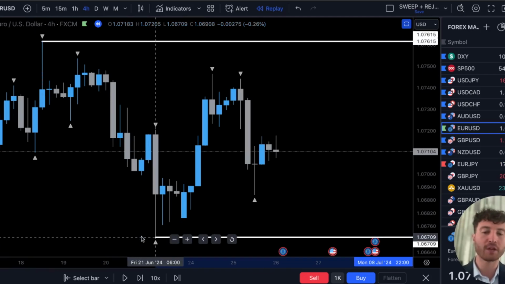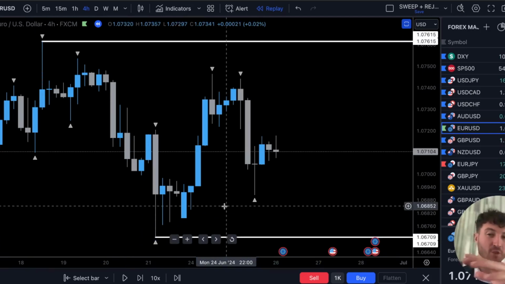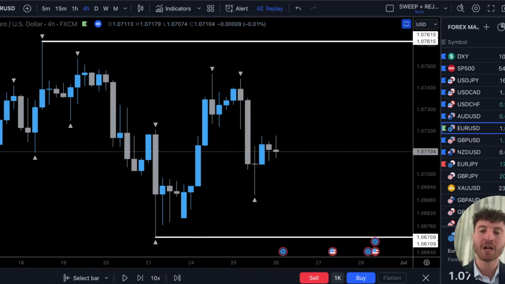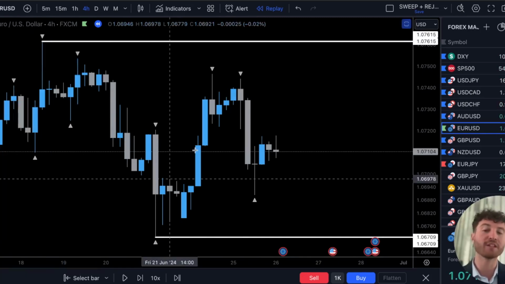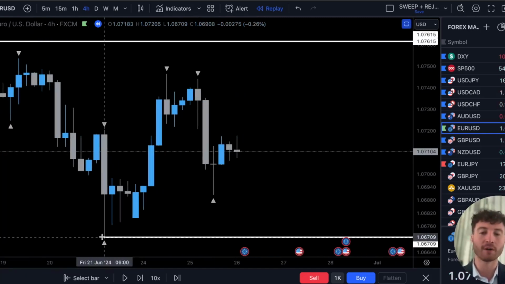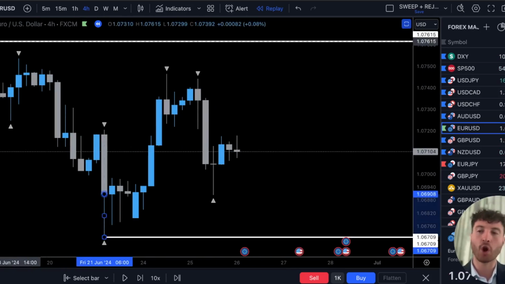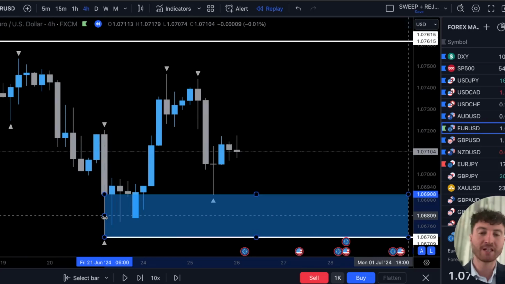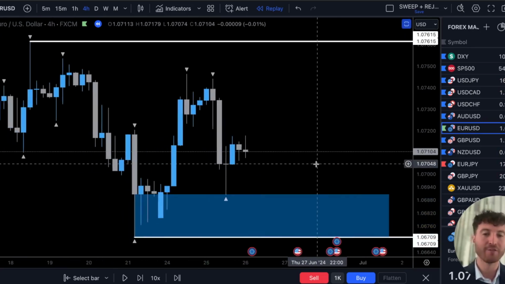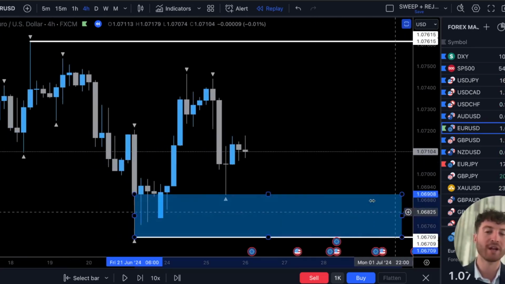So now that we've marked on our areas of interest, what you want to do is mark on, because this is a specific price point that we've marked on, however, it's important to note that these are actually zones in the market. So you can mark this on from the range low to the close of that candle. This gives you the area of interest that we're looking at trading out of.